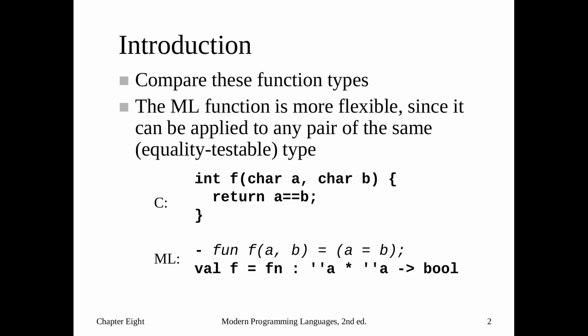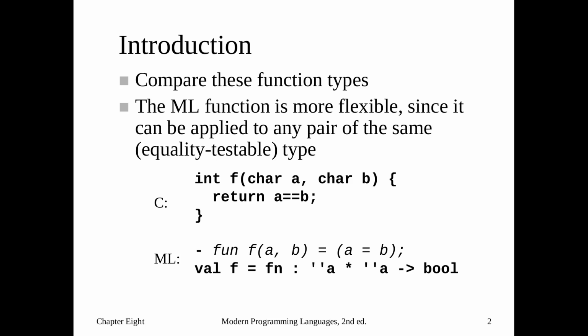And so we want to first take a look at the different types that we have, for example, here, right? So the ML function is very flexible, right, since it can be applied to any pair of the same equality testable types, right? So if you look at this down here at ML, our function f of a, b, where the test is a equals b, right? It gives us the double apostrophe a by the double apostrophe a. So two unknown types that are equality testable and returns a Boolean, right?